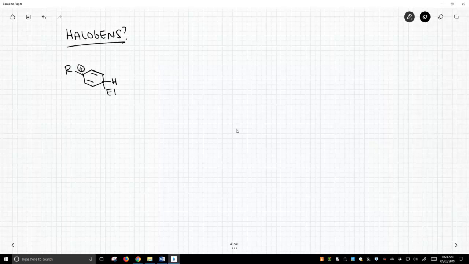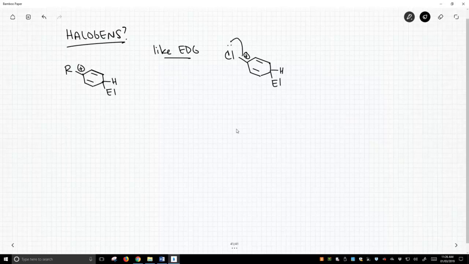Okay, so halogens actually are like electron donating groups. A lot of our electron donating groups, the atom on the ring had a lone pair, and a halogen, of course, has a lone pair. So you can imagine chlorine being in place of that R group, and that lone pair is important because we can use that lone pair to show a resonance form and help to stabilize our carbocation, which does not have a full octet.